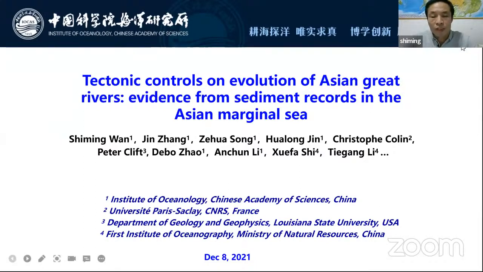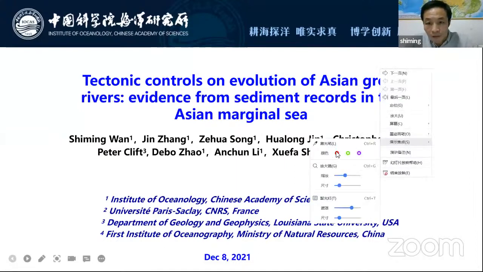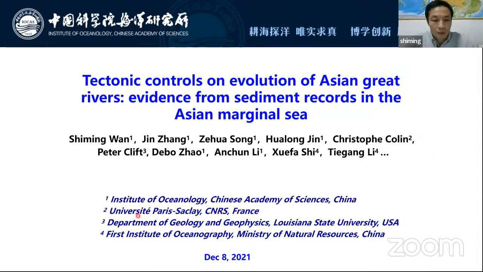I will show two examples. One is from the Bay of Bengal, and another is from the South Yellow Sea. I will show how the provenance change relates to the tectonic evolution and the river evolution. Many people contributed to this work, including my students and colleagues, and also Christophe Collin from the Paris Saclay University, and Peter Clift from Louisiana State University.